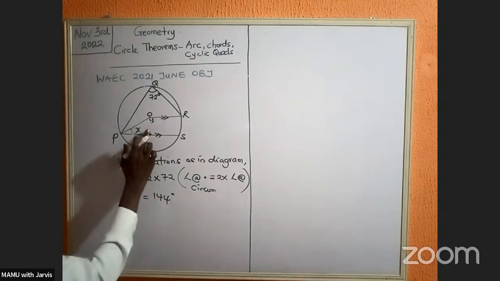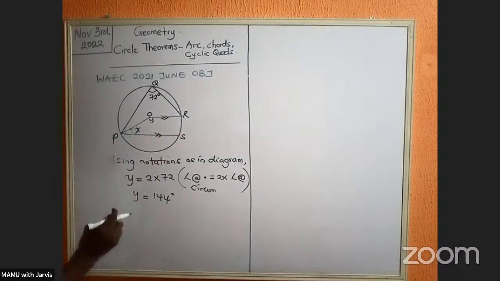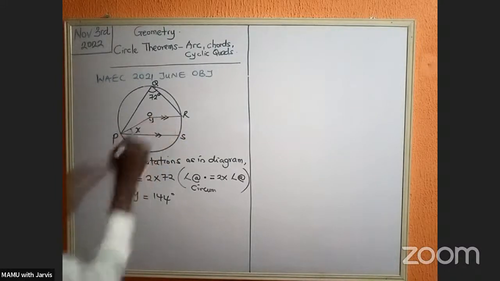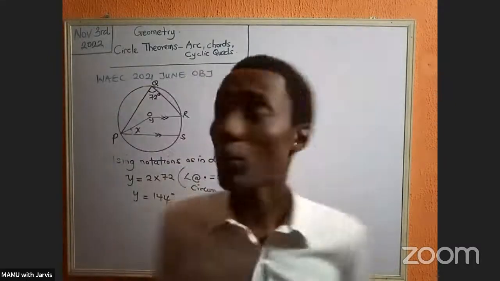Now let's look at this diagram very well again. Now, because this is parallel to this, it means that if I add x to y, I will have what is called the, what do you call this thing now?